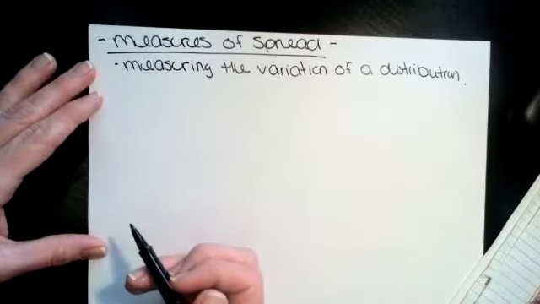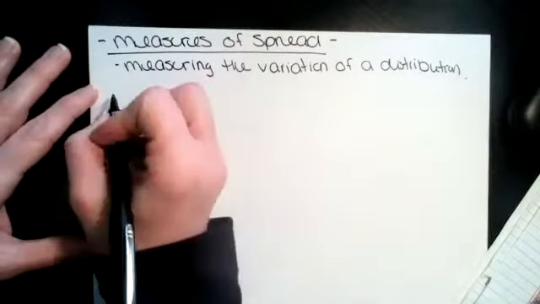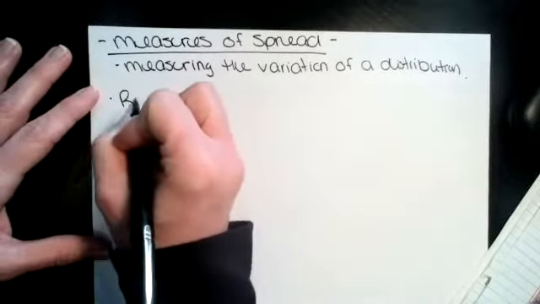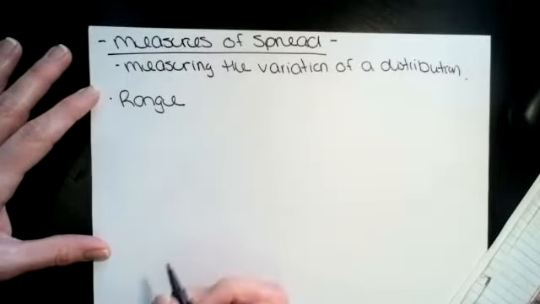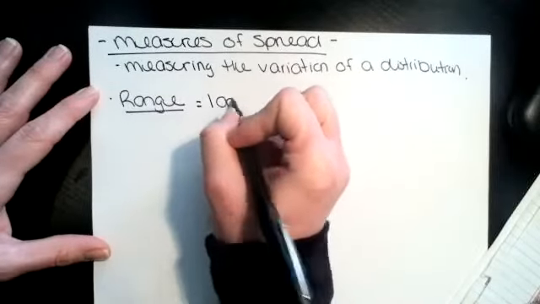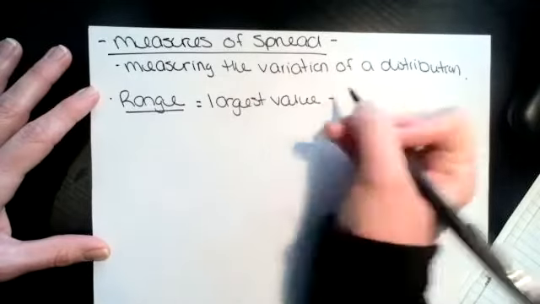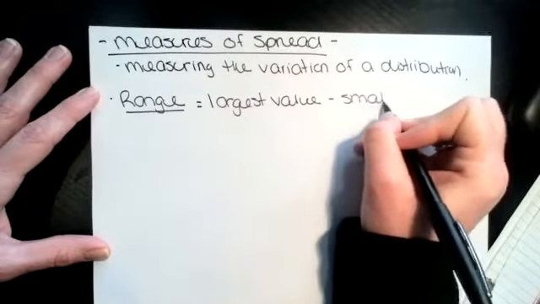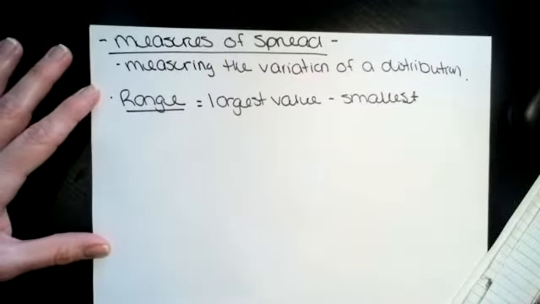So the first one is the range. When we're looking at this, the range is just a simple subtraction, and that is just equal to my largest value minus the smallest value. And it's exactly what it says. It's just the range of our data values.